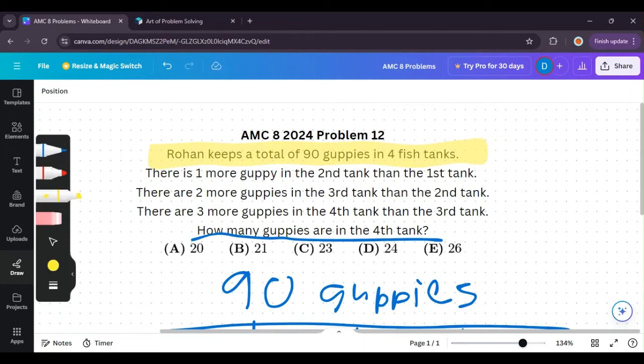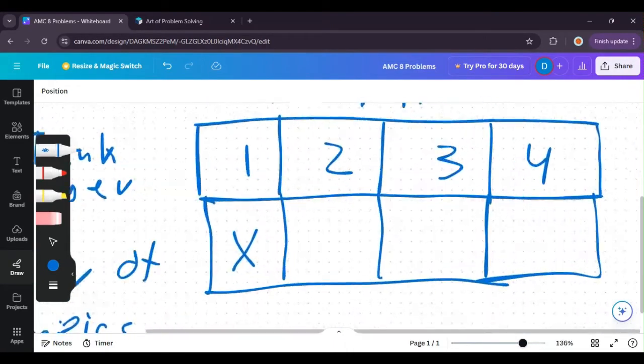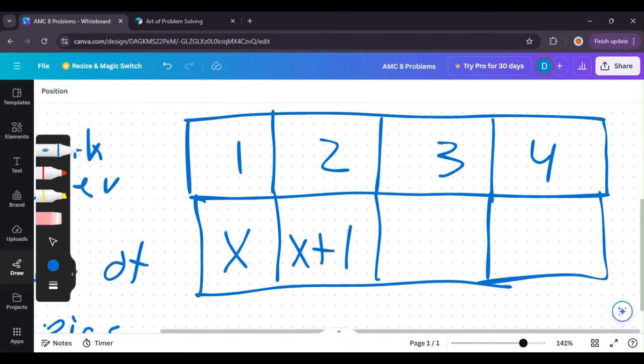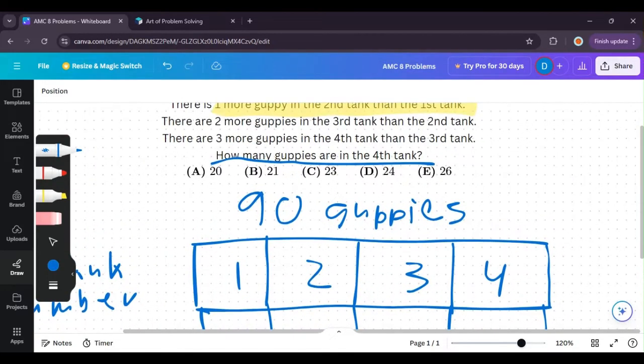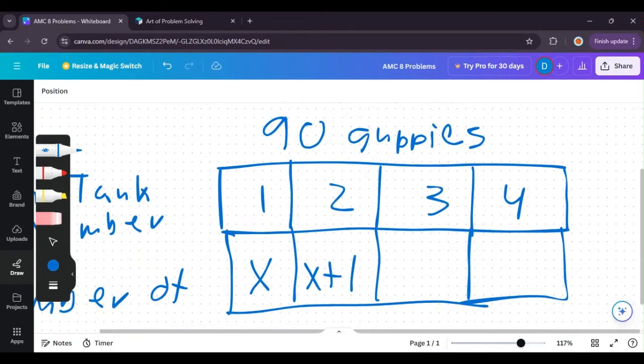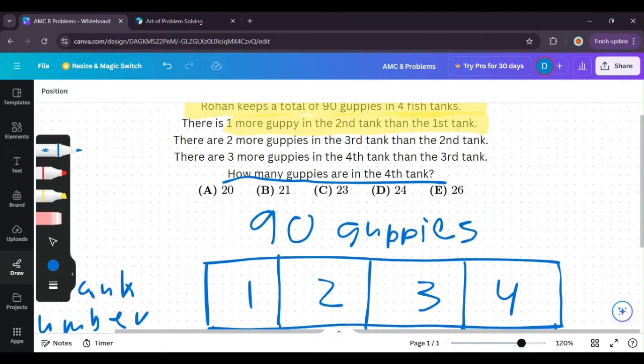So there is 1 more guppy in the second tank than the first tank. So we know that the second tank is x plus 1. The reason why is because it's 1 more, or we add 1. So there's 1 more, or x plus 1, which is 1 more than x for the number of guppies.